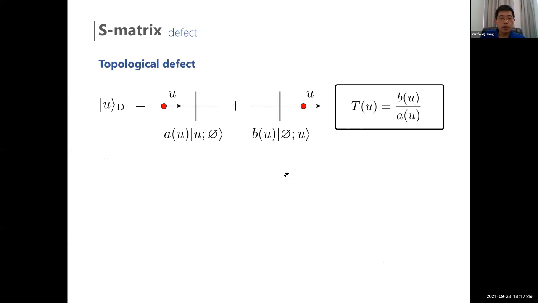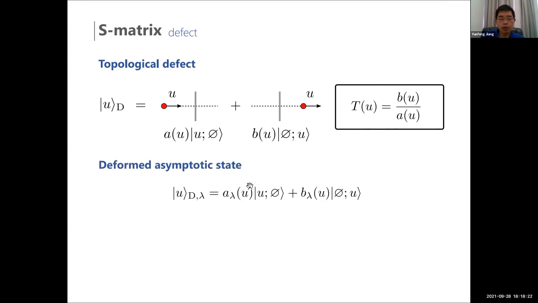Now we come to the defect case. Here I will be rather brief because I have discussed two cases in detail. In the defect case, first consider the topological defect. So the asymptotic state is the following. You have a particle moving towards the defect, and then it goes through and leaves the defect. So you have the sum of these two terms. And the transmission amplitude is given by the ratio of the two terms.